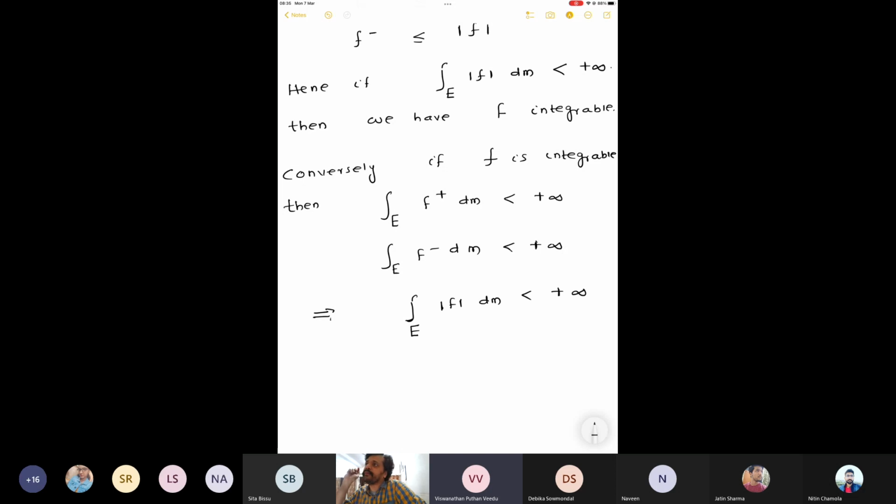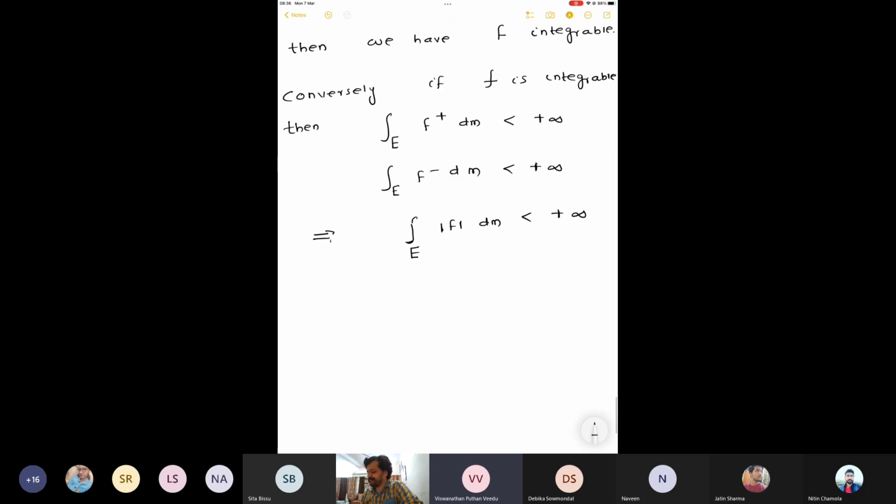Now, for a non-negative function, how did you define integrability? What was the definition of integrability for a non-negative function? Level 2. A non-negative function is Lebesgue integrable if the integral value is finite. So integral over E mod f dm is less than infinity gives you what? Mod f is integrable. So essentially, what did I prove through this remark?